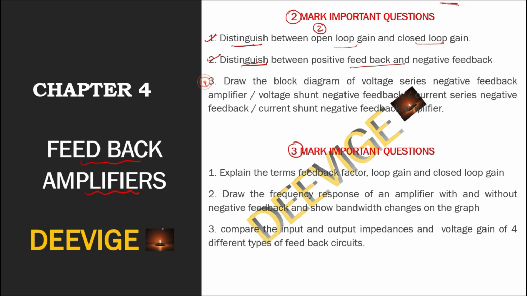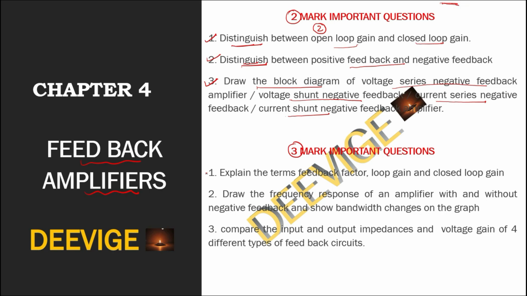Now another important question is draw the block diagram. Here all the 4 parts I have included in the same question. In feedback there are 2 types, negative and positive feedbacks. In negative there are 4 types of block diagrams: voltage series negative feedback, voltage shunt negative feedback, current series negative feedback and current shunt negative feedback. Any one of the diagrams can be asked for 2 marks. These are the most expected 2 mark questions. Not that other questions will not come, but these are the most expected.